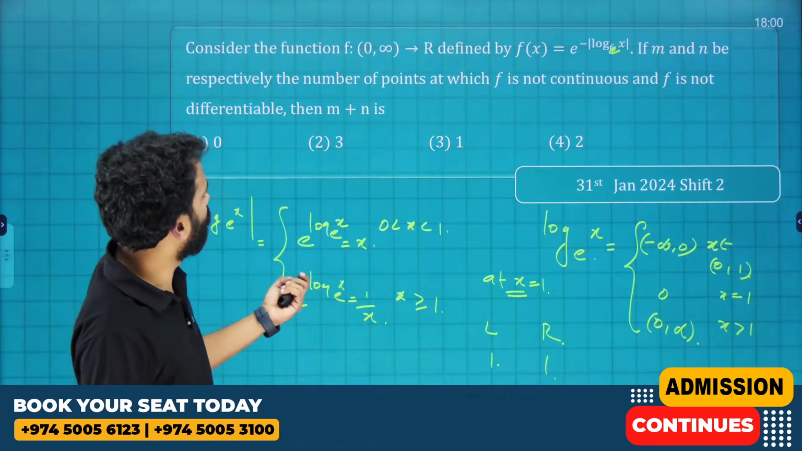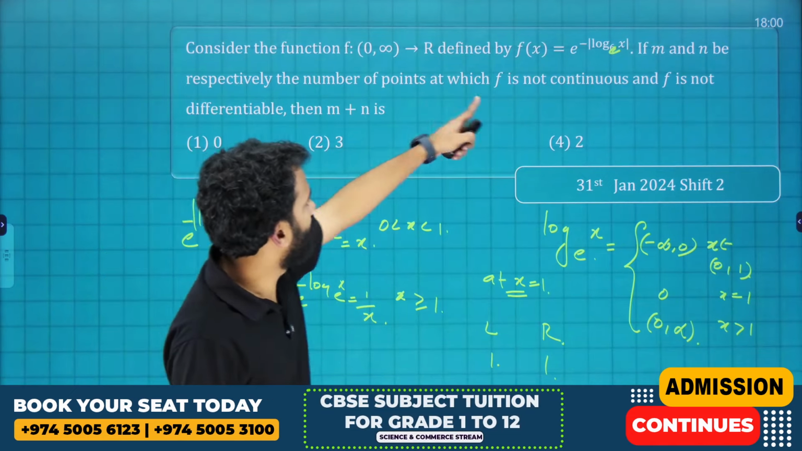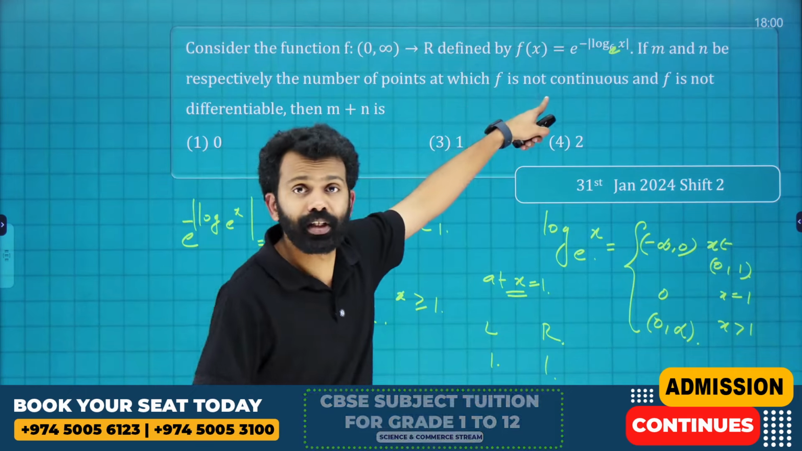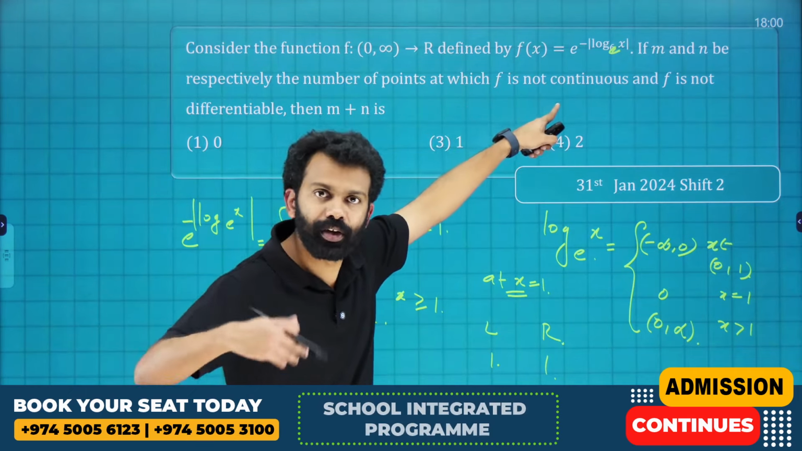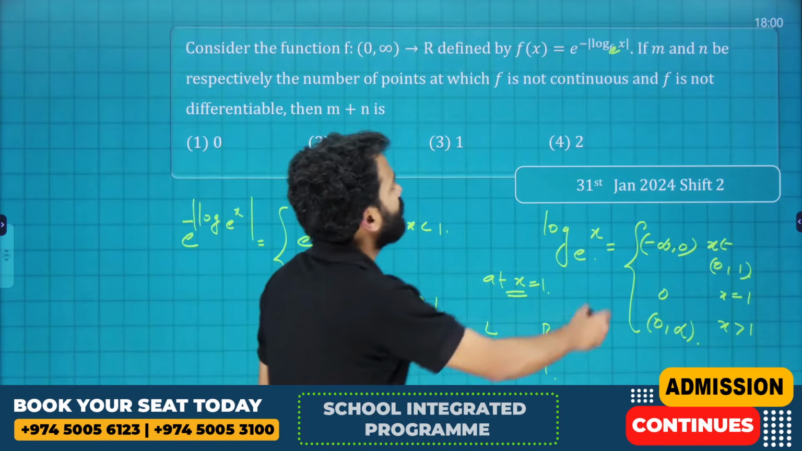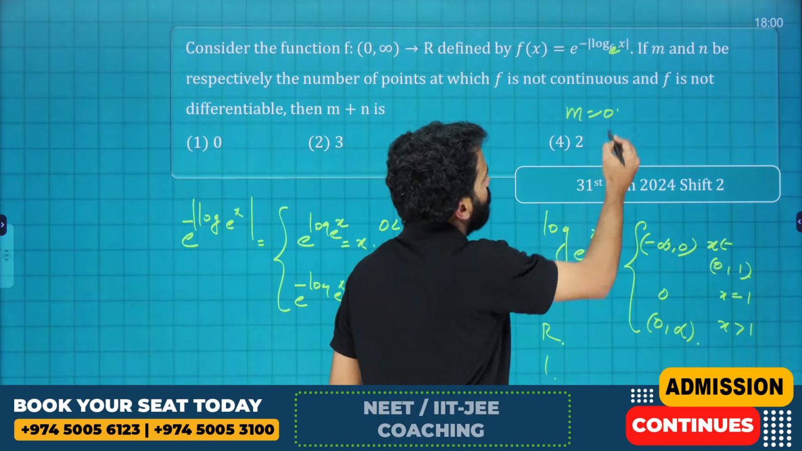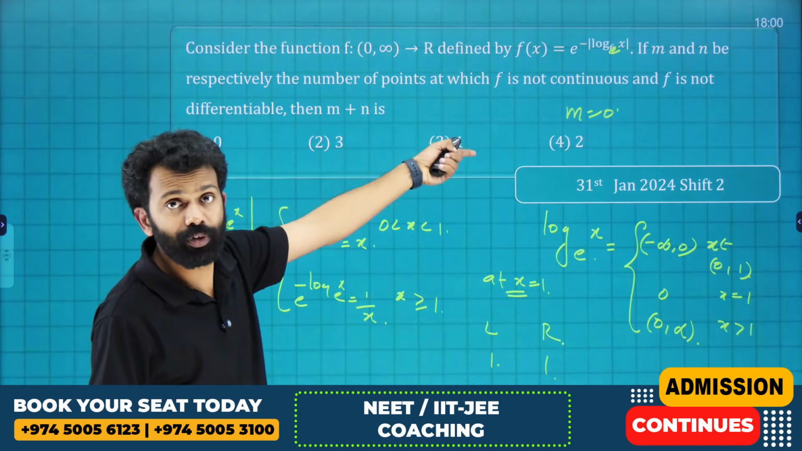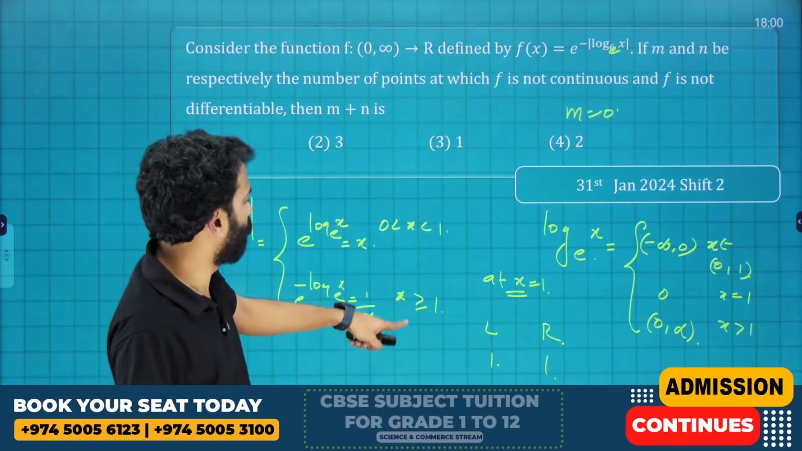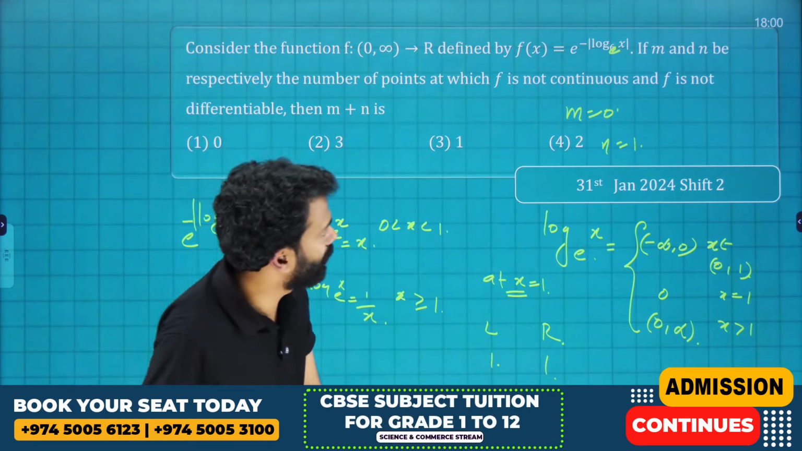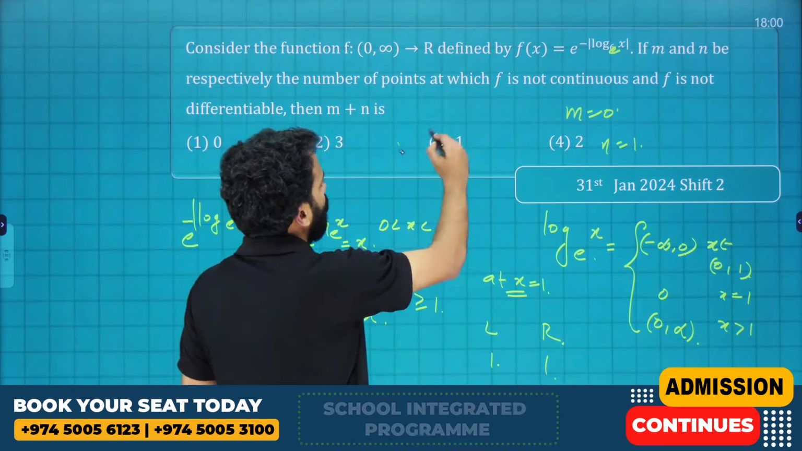So the number of points where f is not continuous and f is not differentiable. f is not continuous at 0 points. f is continuous everywhere in its corresponding domain. Therefore, m is equal to 0, and we have obtained that the function is not differentiable at only 1 point, and that point is 1. Therefore n is equal to 1. So m plus n is equal to 1 only.